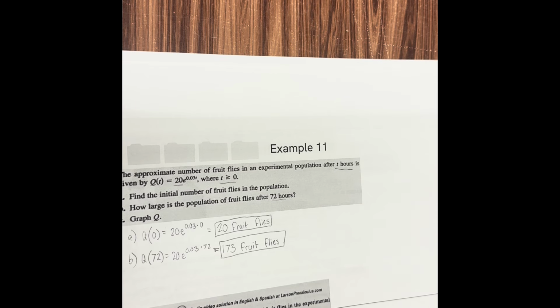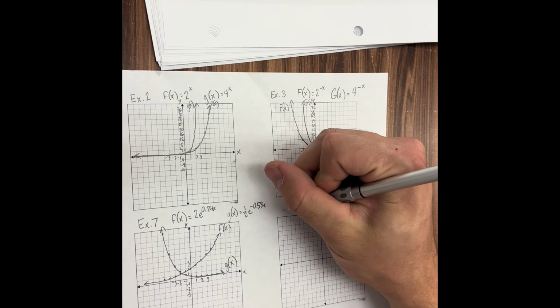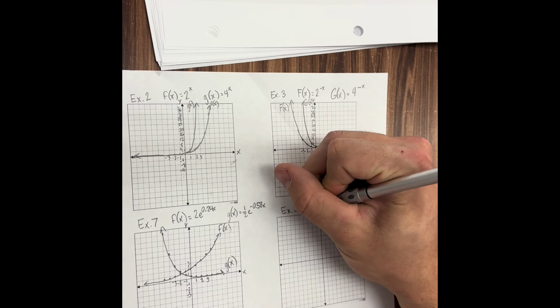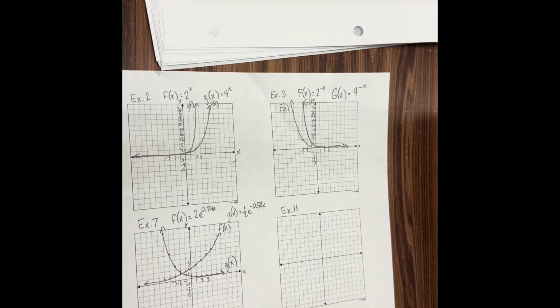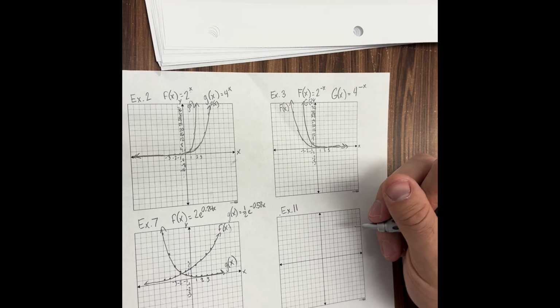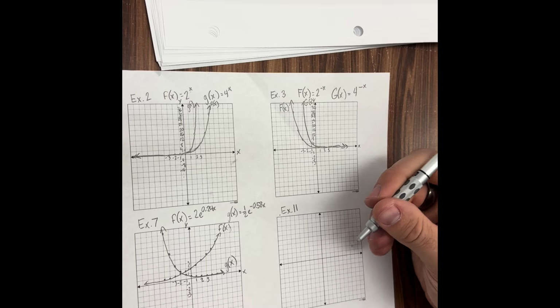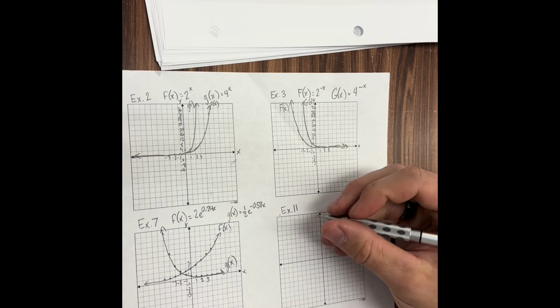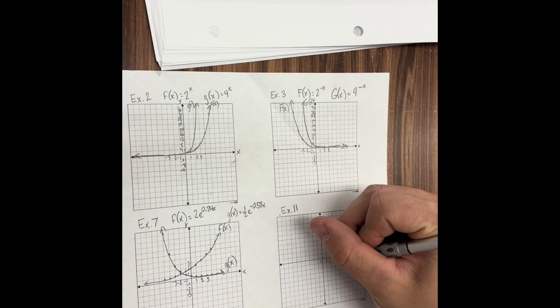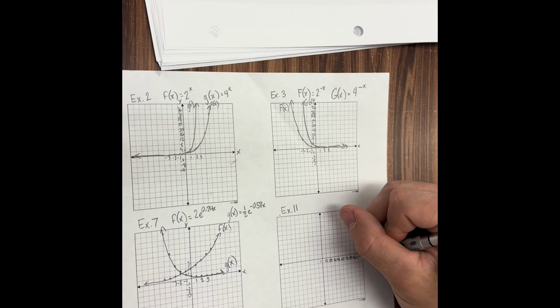Letter C, we have to graph this equation. So we're going to go over to our graph again. Example 11. All right, so our number of hours here goes on our X. To get a better look at this, we'll just go in 12-hour increments. So 0, 12, 24, 36, 48, 60, 72, 84, 96, 108.